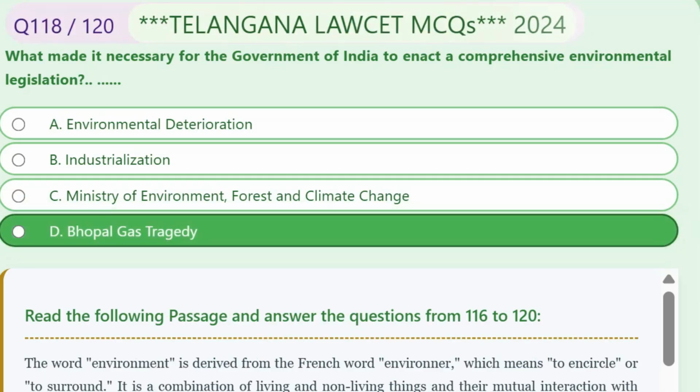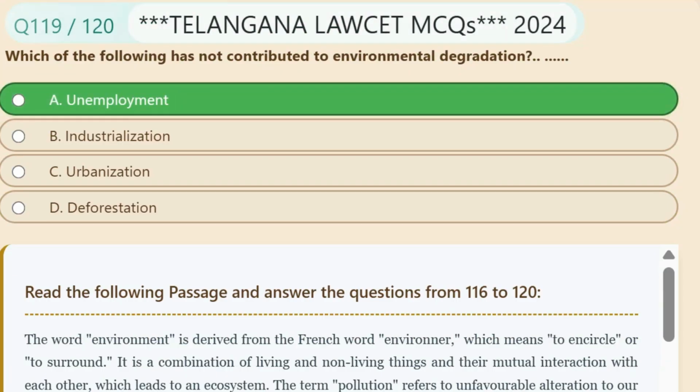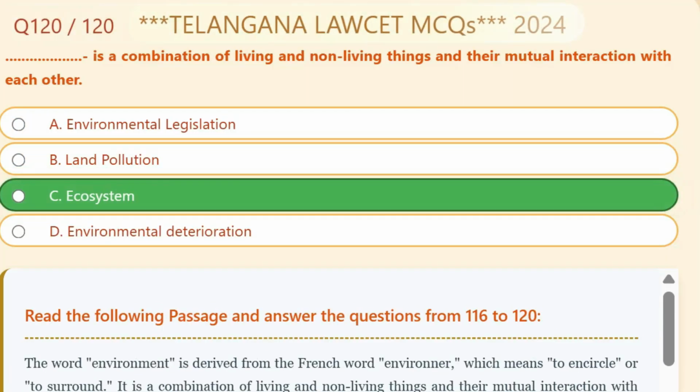What made it necessary for the government of India to enact a comprehensive environmental legislation? Bhopal gas tragedy. Which of the following has not contributed to environmental degradation? Unemployment. An ecosystem is a combination of living and non-living things and their mutual interaction with each other.